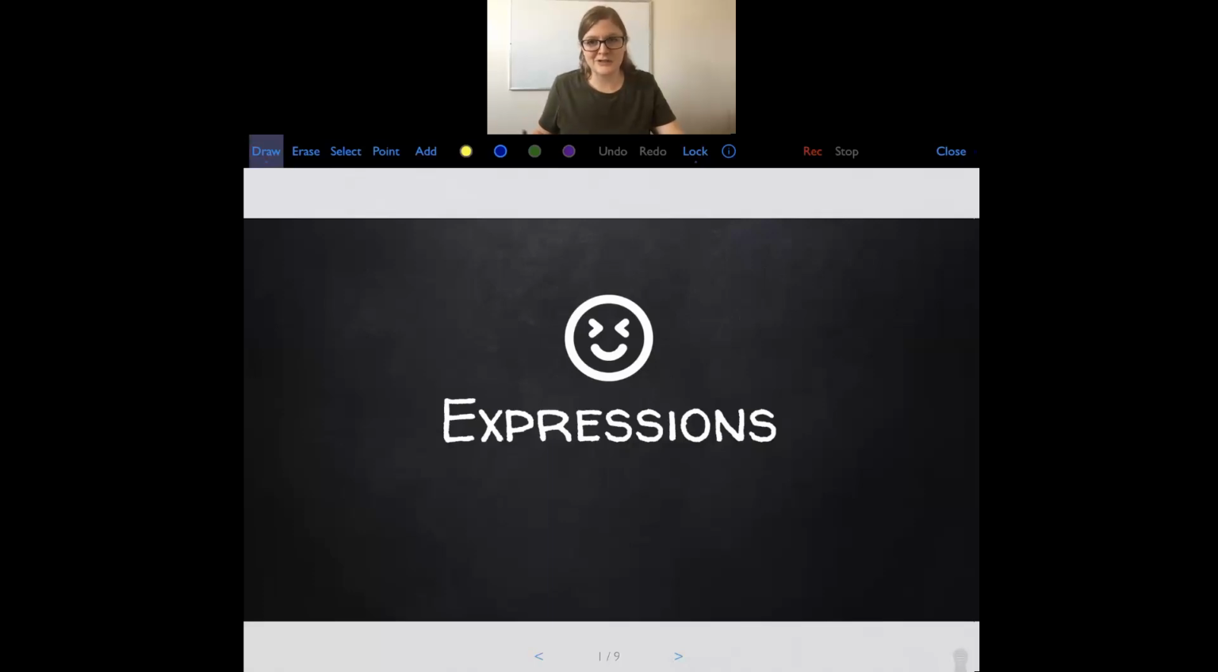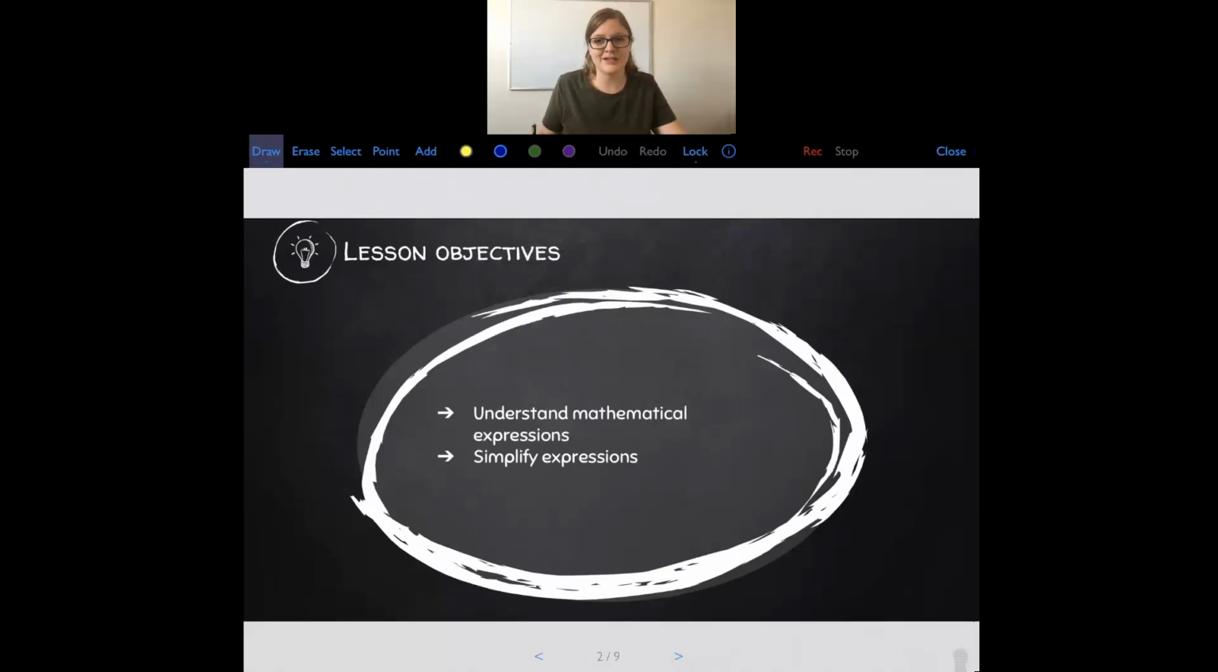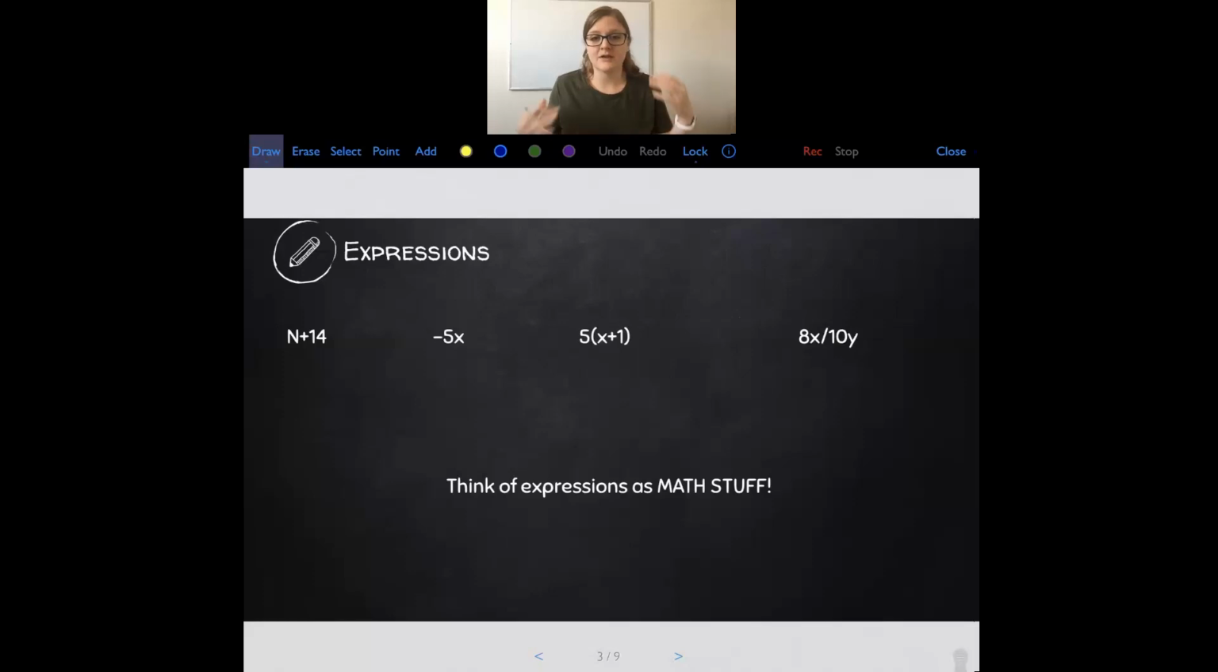In this lesson, we're going to go over expressions. I tried to find the closest looking emoji I could for the top, but math expressions are a little bit different than our emojis. In this lesson, we'll understand mathematical expressions and we'll learn to simplify expressions. So first, what are expressions?